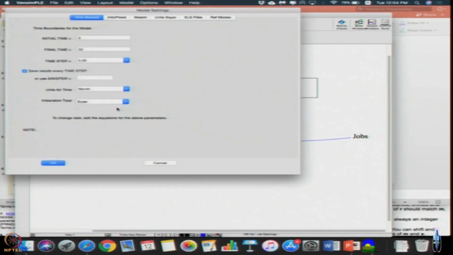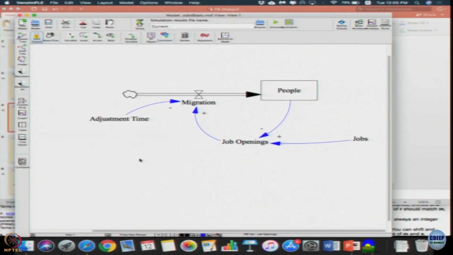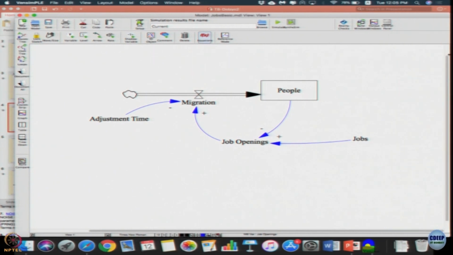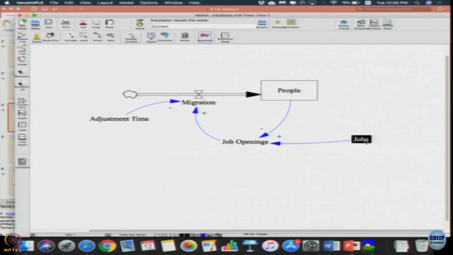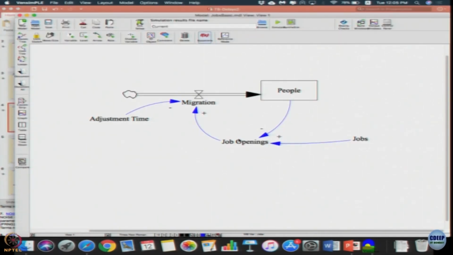If you go to model settings, we will find the initial time is 0, final time 50, time step is 0.25, units for time is month, fine. About 800 people are there initially, units is persons, then 1000 jobs are there. But then when I came to job openings, I just put the unit as job, so jobs minus people. And then in migration, I just did it as job openings divided by adjustment time.